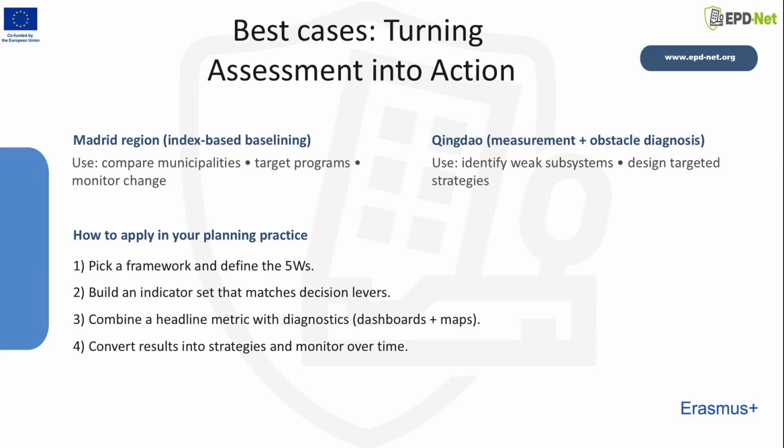First, define the purpose through the 5 Ws. Second, choose a framework and design an indicator set that matches decision levers. Third, combine a headline metric with diagnostic outputs such as dashboards and maps. Fourth, translate results into strategies, priorities, and monitoring arrangements.